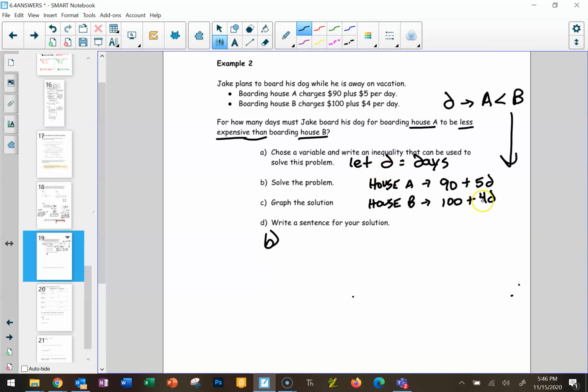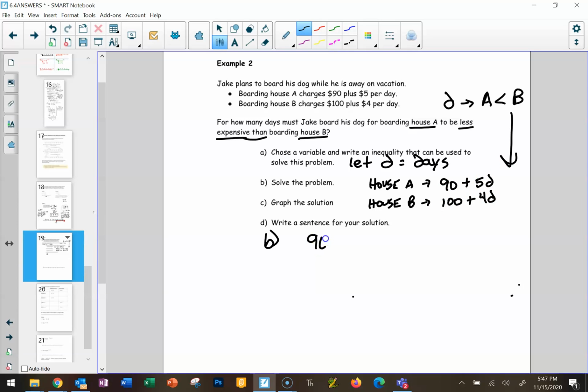I set my variable, and then I figured out some expressions based on what they told me in the question, and now I'm going to use them to actually solve the problem. So here's going to be the inequality statement. What we care about is how many days it's going to take for house A's total to be less expensive than house B's total. And remember, these expressions that we made here, those are the totals. That's how you figure out the total cost for each.